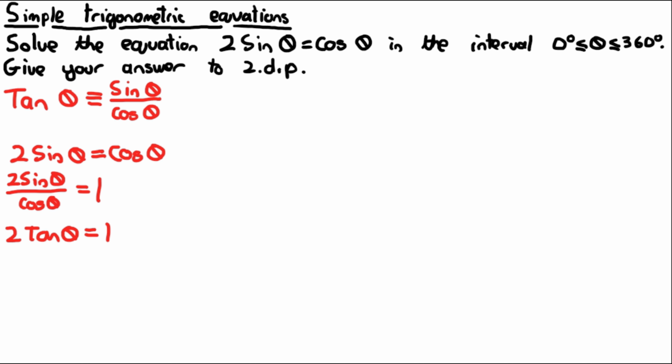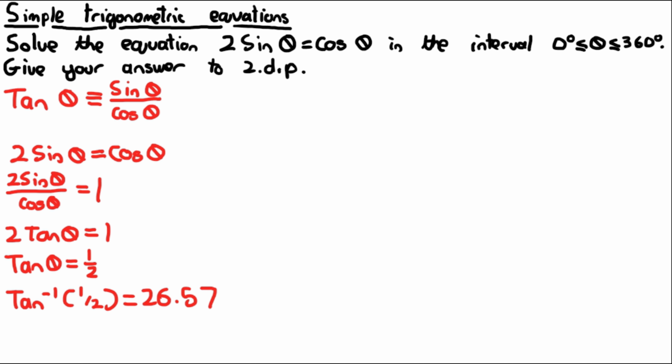So we can divide both sides by 2 to get tan theta is equal to a half, and then we can just solve this. The first thing we can do is the inverse tan of a half, which if you put this into your calculator is equal to, to 2 decimal places, 26.57. And then we're going to, in the interval 0 to 360, draw the tan graph.